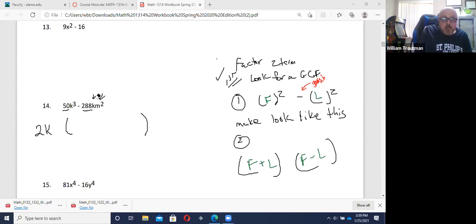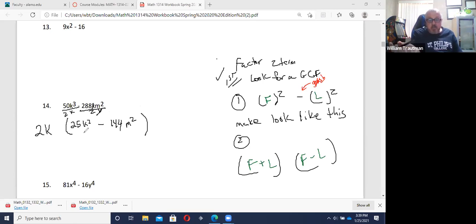So I'm going to divide both of these by 2K. 50 divided by 2 is 25. K cubed divided by K to the 1 is just K squared. Minus 288 divided by 2 is 144. The K's cancel, and I'm left with M squared. Nothing else divides out of the 25 and 144, by the way. 144 is 12 times 12, which is 2 times 6, 3 times 4, and none of those divide into 25.